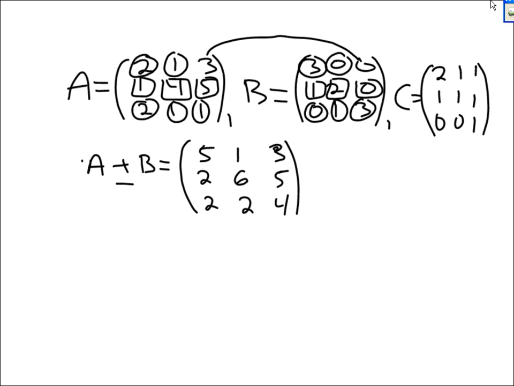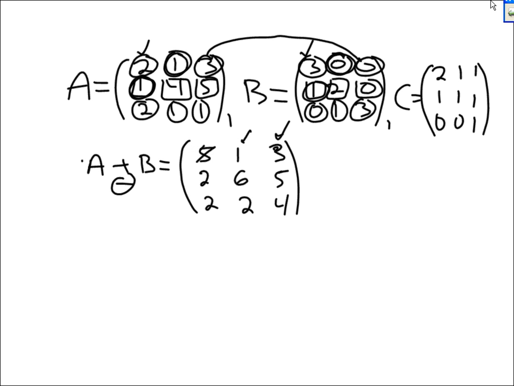If instead it was A minus B, well then I would do 2 minus 3, and I put negative 1 there. And I would do 1 minus 0, and I put a 1 there. And 3 minus 0 and put a 3 there. And 1 minus 1, which would be a 0, etc. If it says to add, you add the two components. If it says to subtract, you subtract their entries.